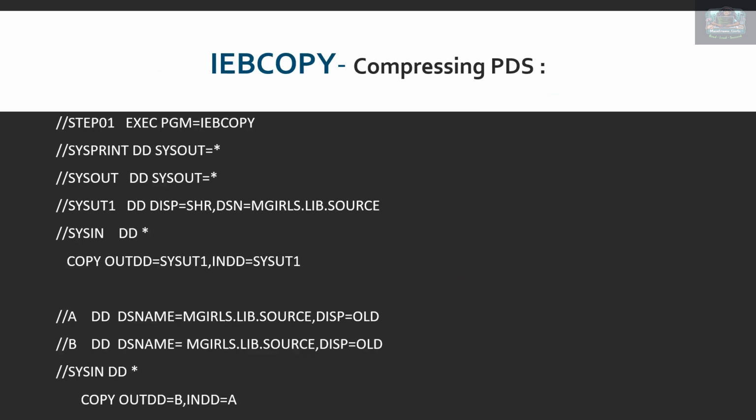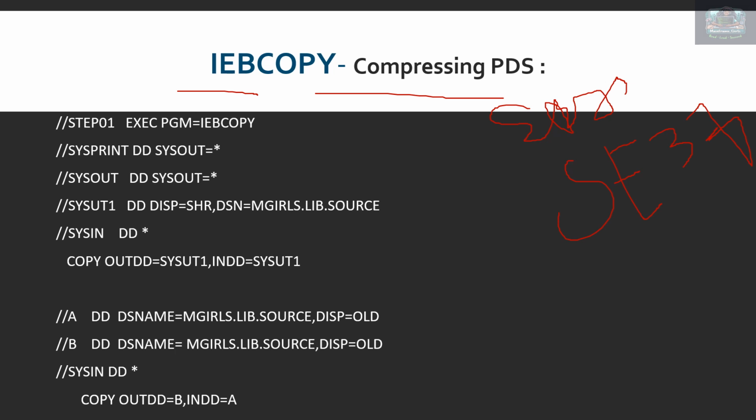The most important thing which we do with IEBCOPY is this compressing of a PDS, because if you remember, when we get SB37 or SE37, mostly SE37, while we are creating a new member in the PDS file, it will throw an error saying that it doesn't have enough space to create a new member. So at that time, try to run this IEBCOPY compress.